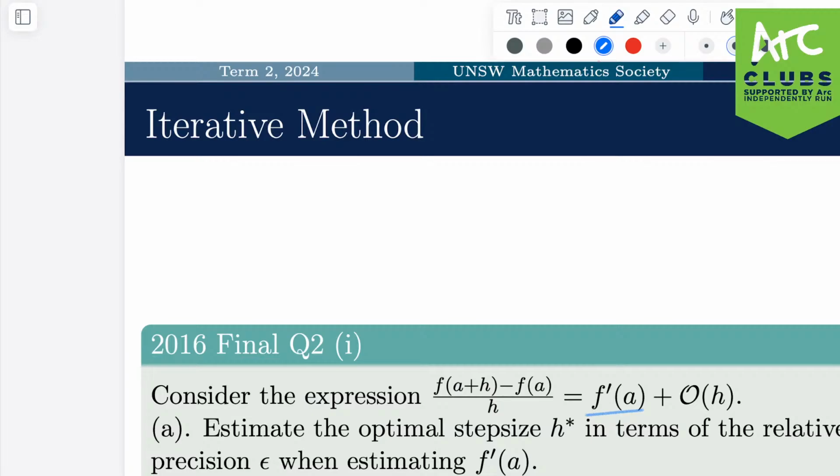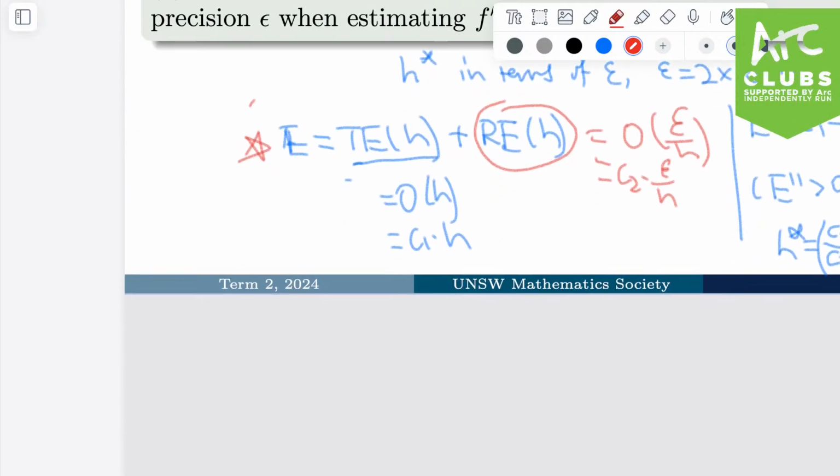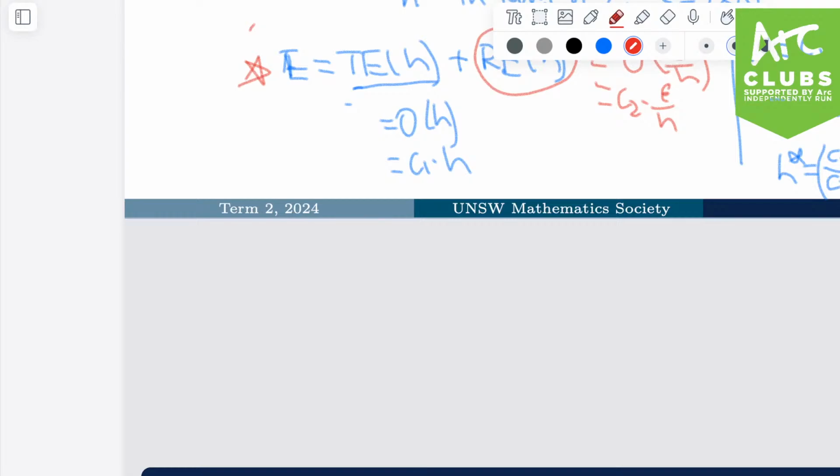So you don't really need any knowledge from iterative methods to do this question. It's literally just minimizing the total error. But I guess this expression is quite important to memorize. And again, do not be overly confused by big O. Big O just means a linear representation in terms of H or epsilon over H. So that's everything for the first topic. And we are going to move on to numerical integration.